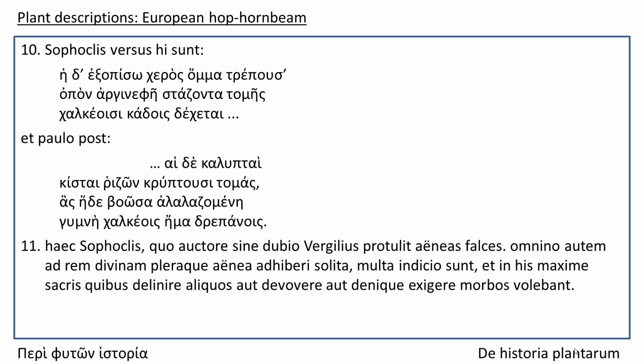So Sophocles, whom Virgil doubtless took as his model in producing the bronze blades. Now there are plenty of indications that bronze implements are generally used for sacrifice, and above all in sacrifices that aim to soothe people or curse them or finally heal them of illnesses.